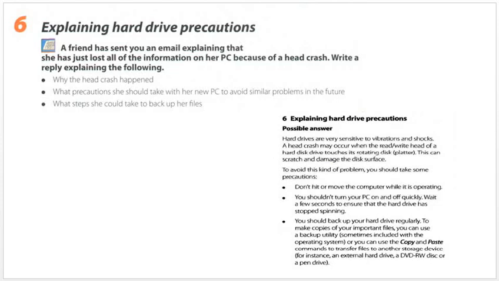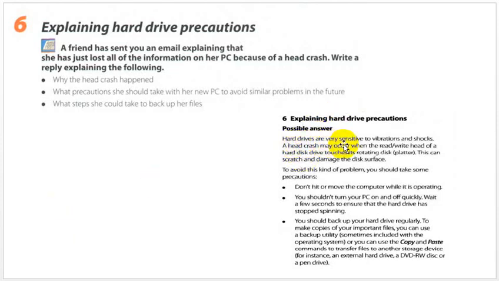A friend has sent you an email explaining that she has just lost all of the information on her PC because of a head crash. Write a reply explaining the following. Here is the answer key. Please pay attention to this answer key.